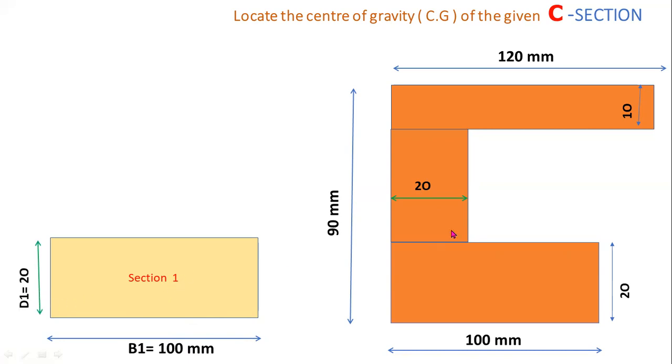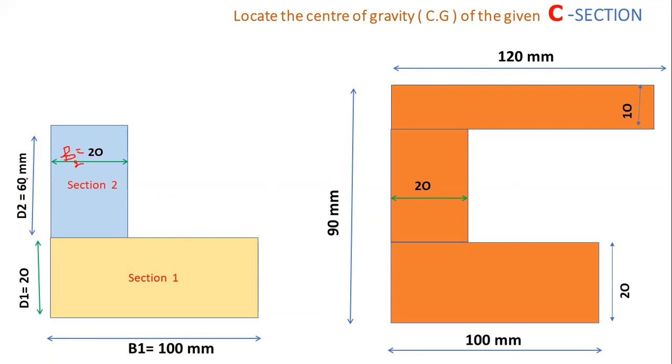Now let's consider this rectangle. From here to here, you have to consider this height. So here the height of this second rectangle is 60 mm and the base is 20 mm. B2 equal to 20 mm and D2 equal to 60 mm. This one is base 2, the base of the second rectangle. Here B refers to base, D refers to depth.